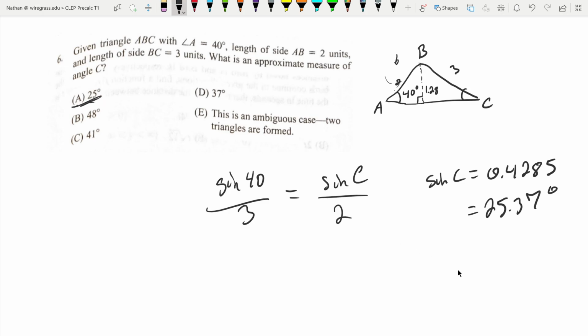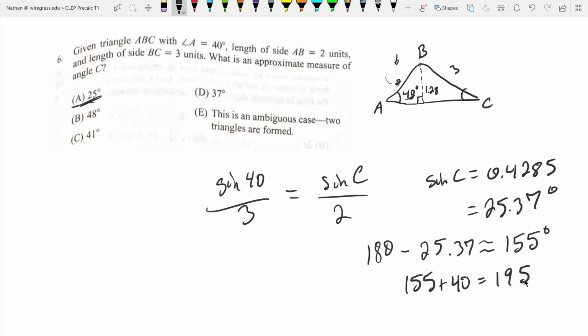So we already know that A here is what it looks like. But if you wanted to see if it's the second triangle, what we do is we take 180 degrees minus what we just found, 25.37 degrees. And that's just approximately, it doesn't really matter, the number. And you'll see why. It's going to give us approximately 155. And 155, if that was an angle in this triangle, then that means it would also have to include the angle of 40. But 155 plus 40 is 195. And that is already too large for a triangle to have in it. So we know this only has one case. And that's an angle of 25.